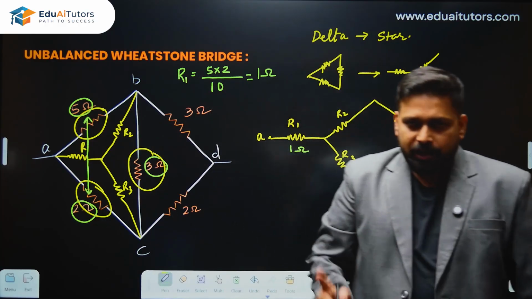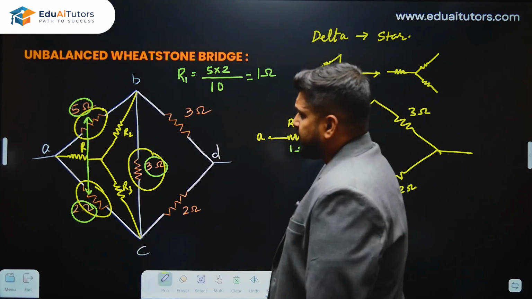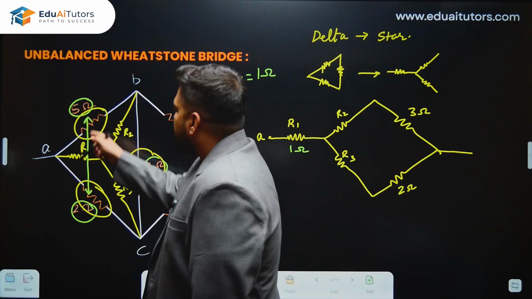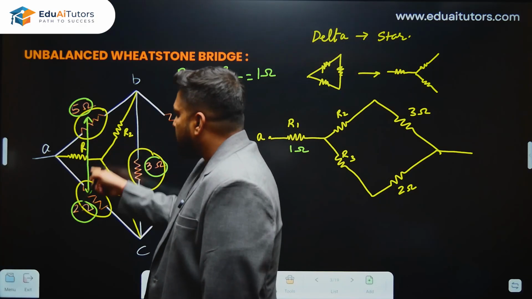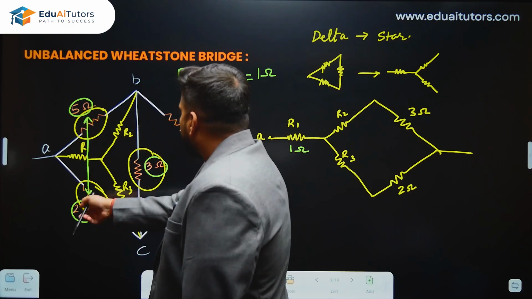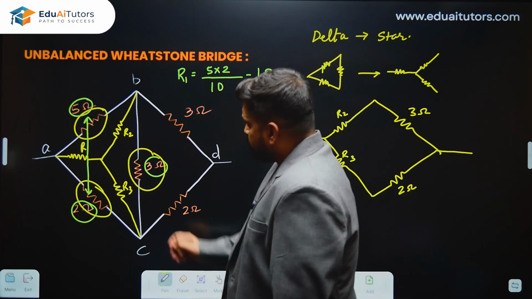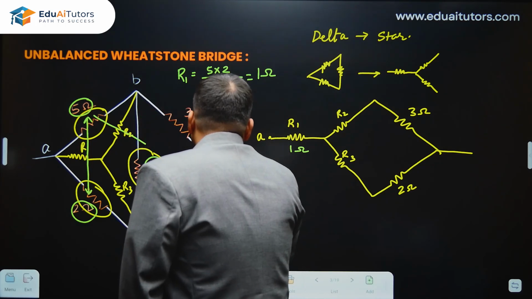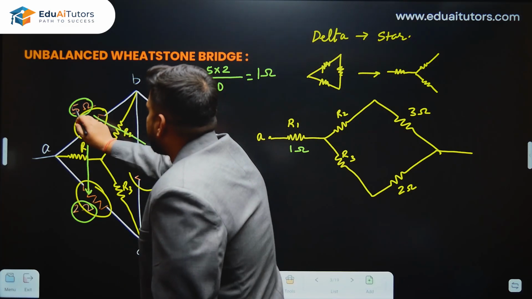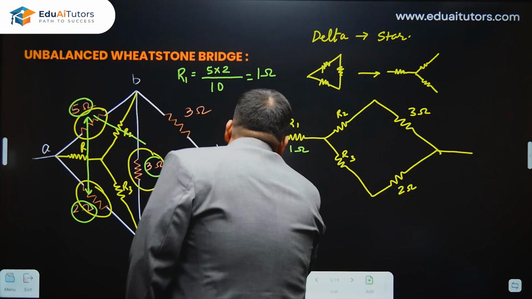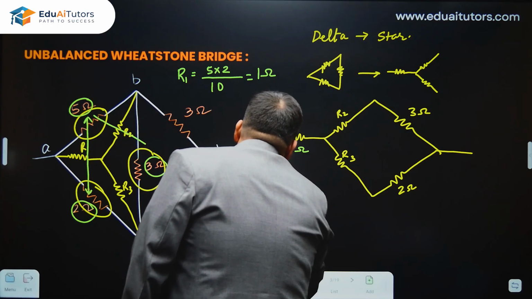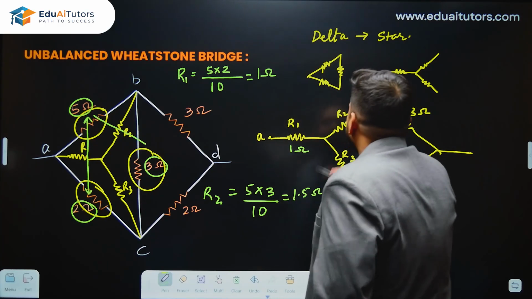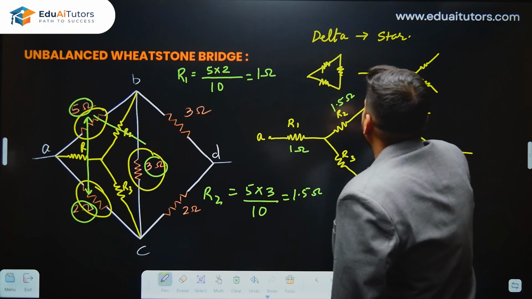I hope you understood. If not, I'll repeat the same thing again. To convert this into R1, what we did is we drew a line. It cut the two resistances. We took the product as numerator and the sum of all three resistances as denominator. Now, let's write R2. Which two resistances is it cutting? 5 and 3. So this will be 5 times 3 divided by the sum, which is 10, so 15 divided by 10. So 1.5 ohm. This would be 1.5 ohm.